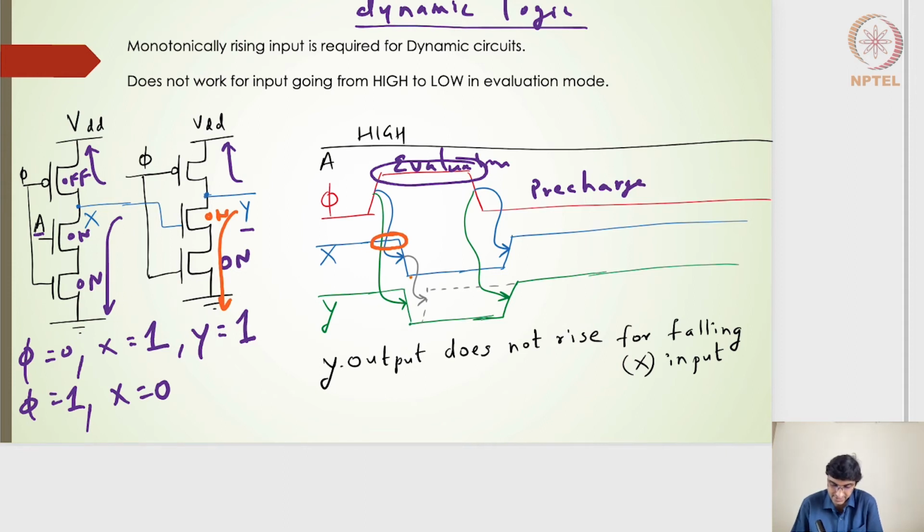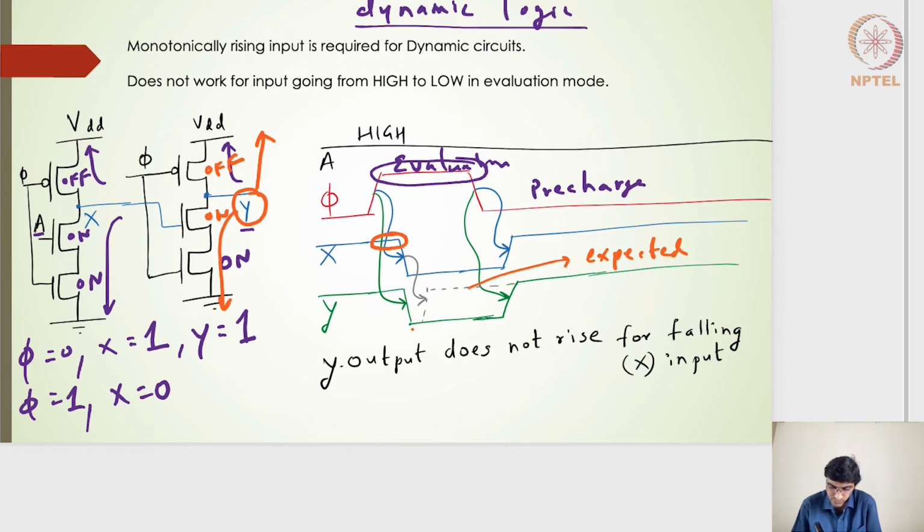The moment X hits 0, Y was supposed to go high, because that's what we expect. But once Y is completely discharged and this particular transistor is off during the evaluation phase, there is no path for Y to go to VDD or to the logic level high. Because this transistor is off when phi is equal to 1, Y doesn't have any path for charging, and it has completely discharged because it sees X high for a small duration.